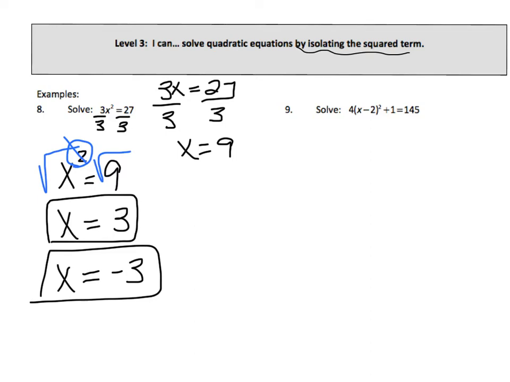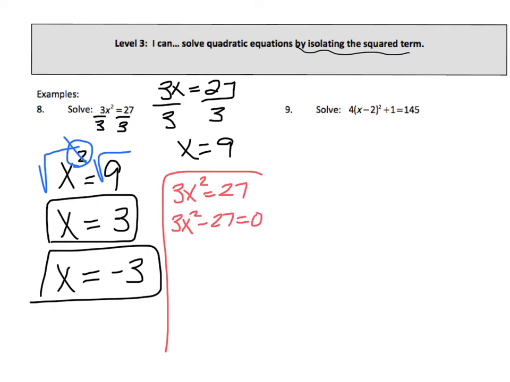The second way that you can go about doing this, I'm going to write this over here in red, is going to be 3x squared equals 27. So what we want to do is get it equal to 0, just like we did in our level 2s. So I'm going to say 3x squared minus 27 equals 0. And I'm going to go ahead and factor it, and this is just a level 2 question. I'm going to factor out a 3, and I'm left with x squared minus 9 equals 0. And then I'll factor those leftovers.